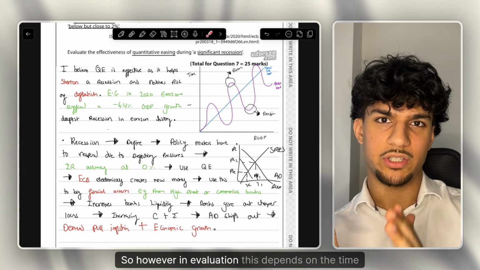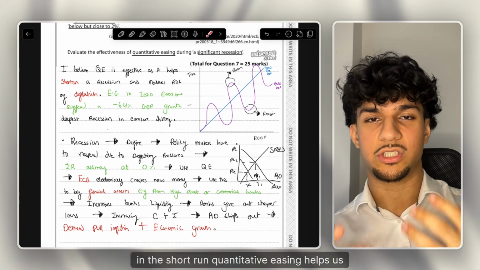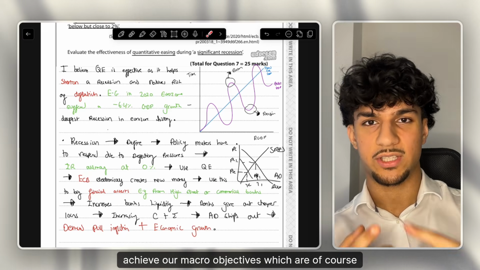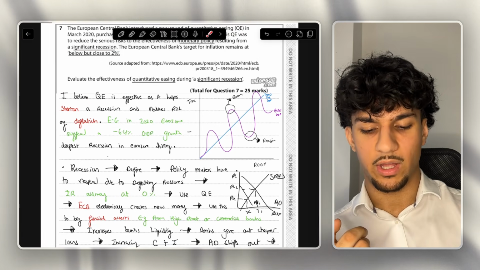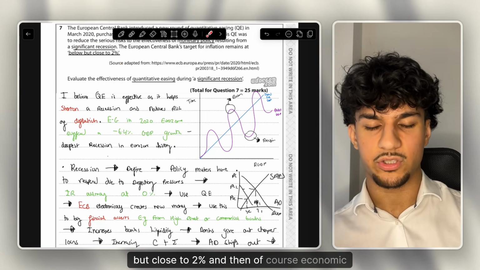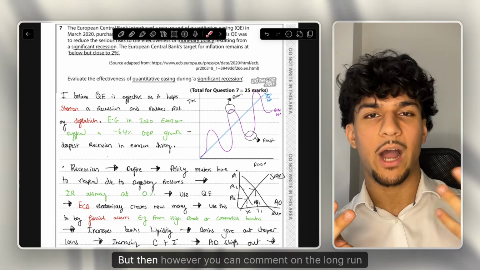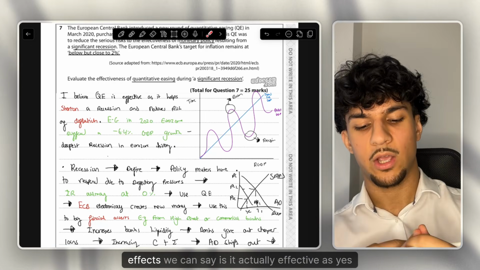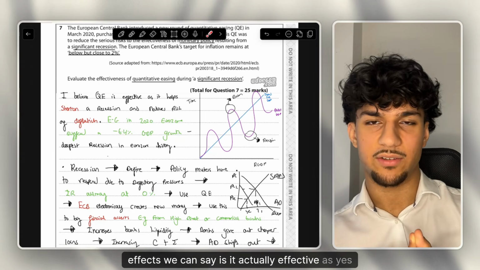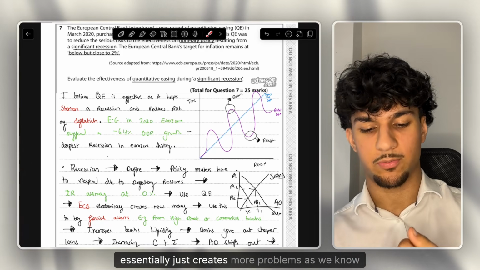So however, in evaluation, this depends on the time frame. As in the short run, quantitative easing helps us achieve our macro objectives, which are of course getting out of deflation, so inflation below but close to 2%, and then of course economic growth. It turns our negative economic growth to positive economic growth. But then, however, you can comment on the long run effects, where you can say, is it actually effective? As yes, it helps us in the short run, but in the long run, it essentially just creates more problems.